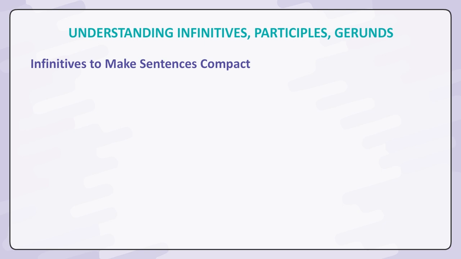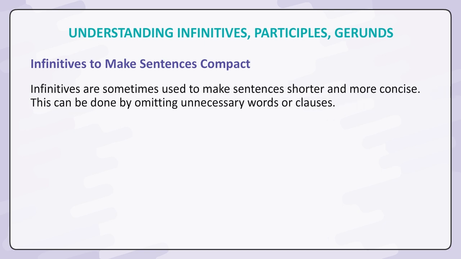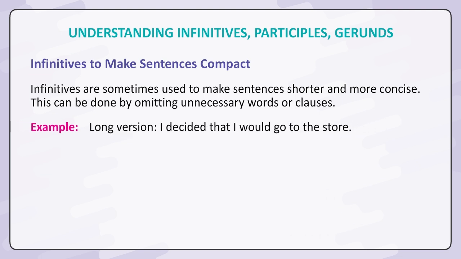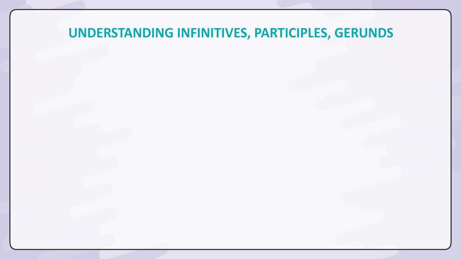Infinitives to make sentences compact. Infinitives are sometimes used to make sentences shorter and more concise. This can be done by omitting unnecessary words or clauses. Example: long version: I decided that I would go to the store. Compact version: I decided to go to the store.